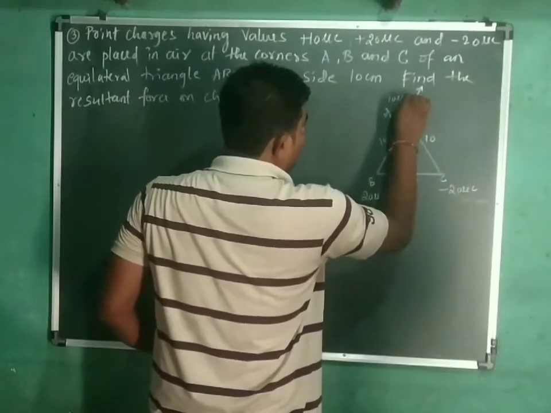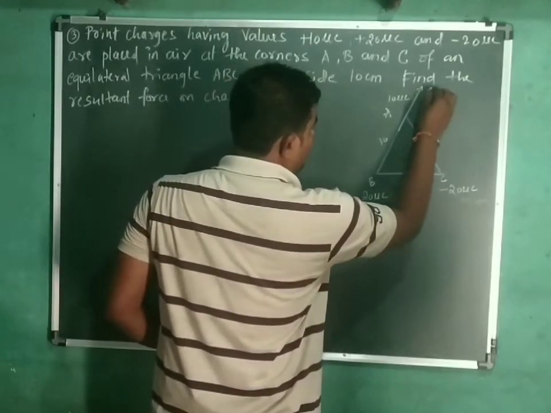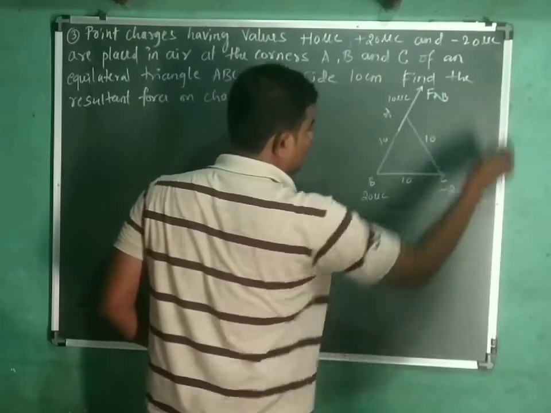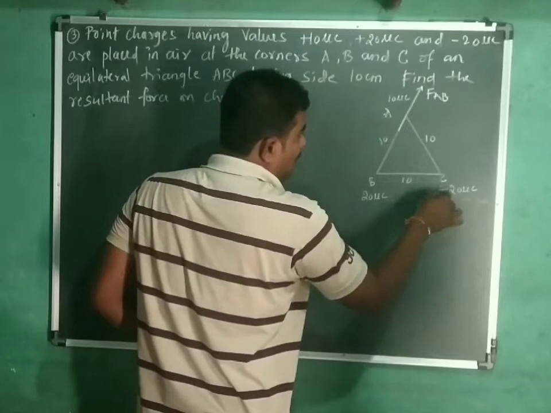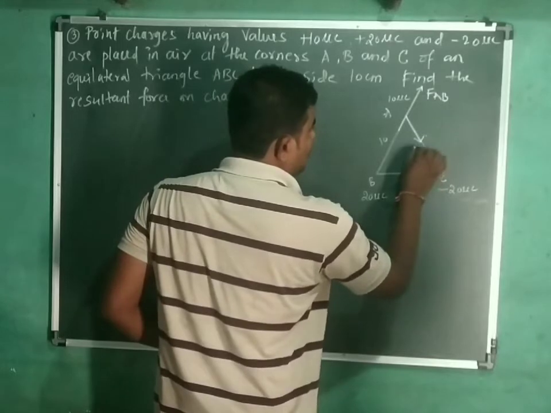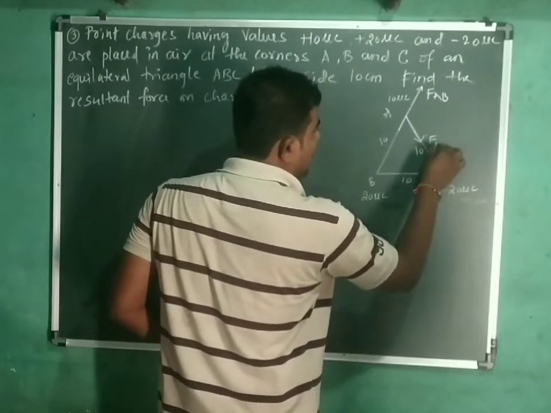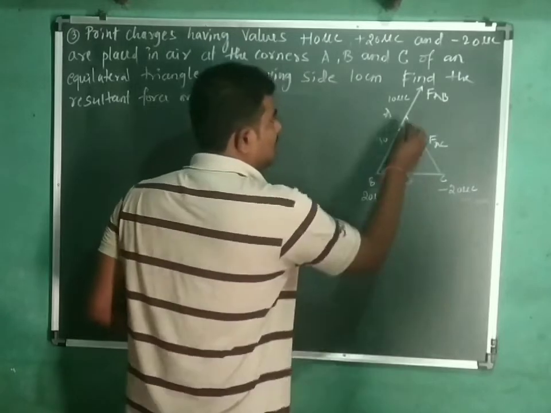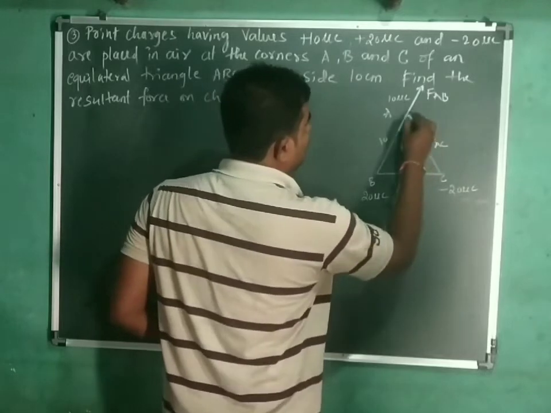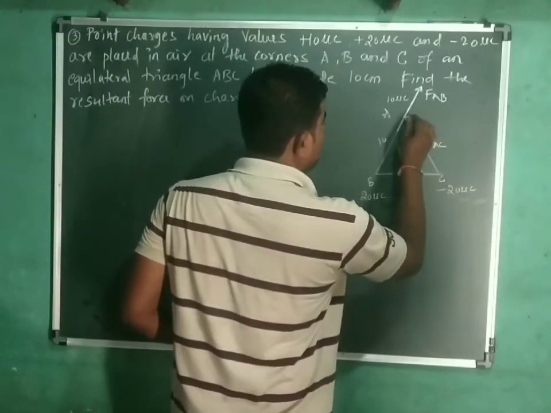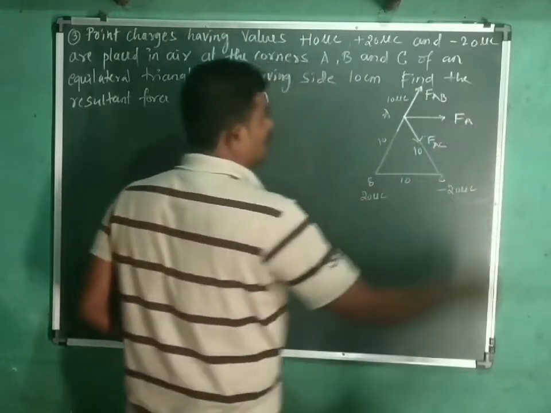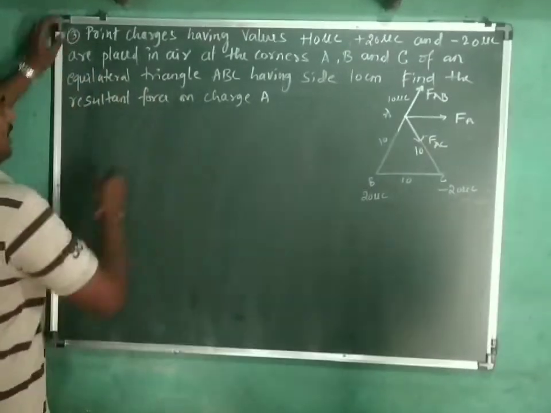This is 10 microcoulomb actually, and let us call it the force on A due to B. And this minus 20 microcoulomb will attract this 10 microcoulomb in this direction, and let us call it the force on A due to C. See here, one force is acting in this direction, another force is acting in this direction, and the resultant of these two will be in this direction. Let us call it FA. We are supposed to find out FA. So first we shall calculate FAB.